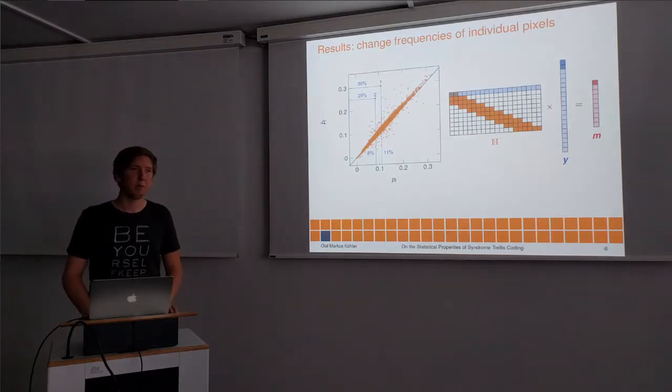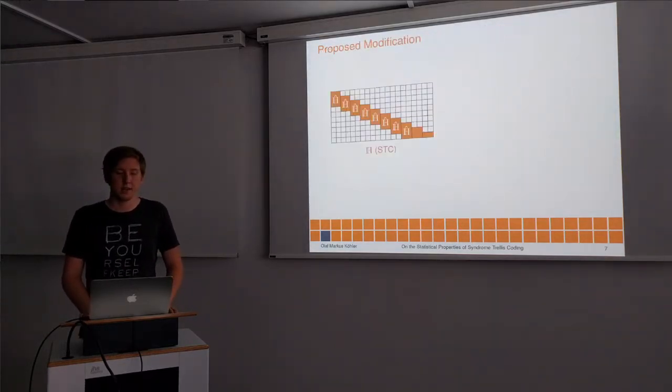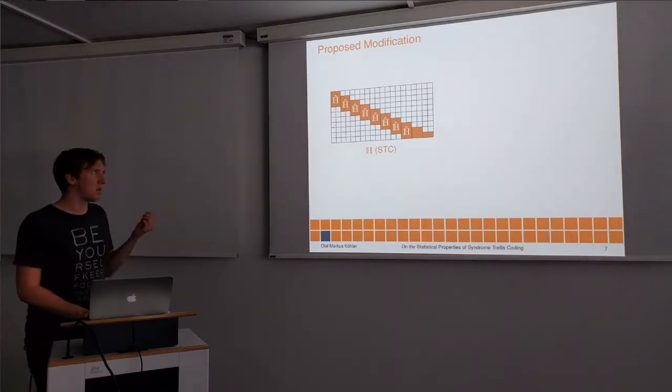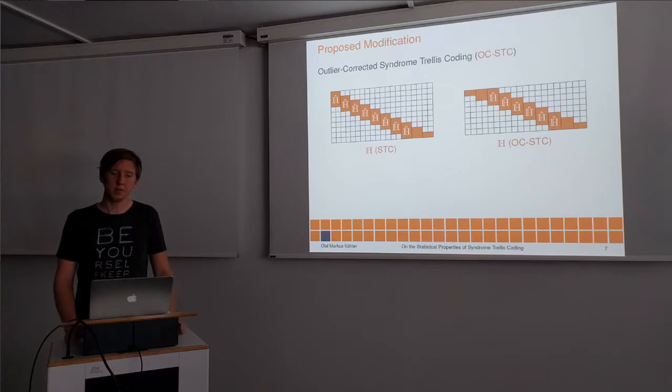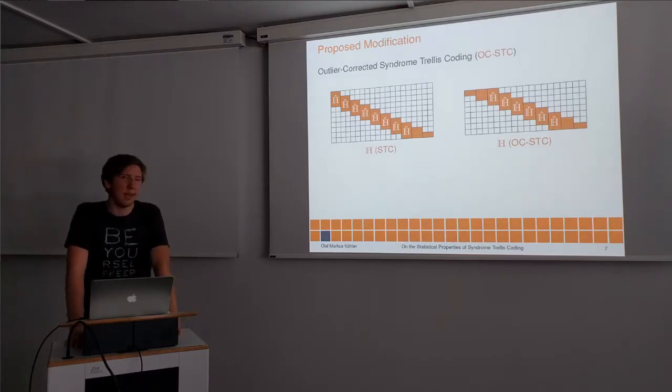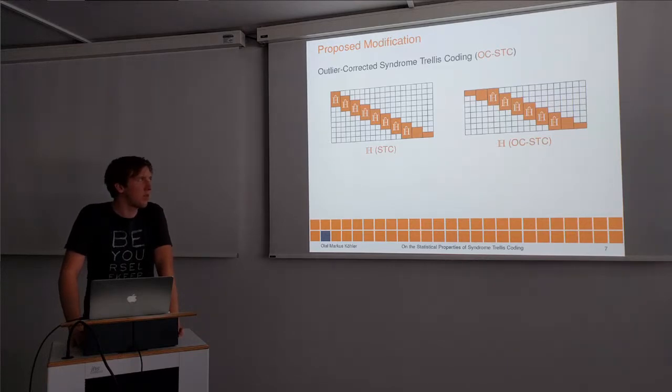And here we propose a modification. This is how simple Trellis coding constructs this coding matrix, and the alternative that we propose, outlier corrected simple Trellis coding, looks like that. It is symmetric in the sense that each row of this coding matrix now contains each element of h hat exactly once.